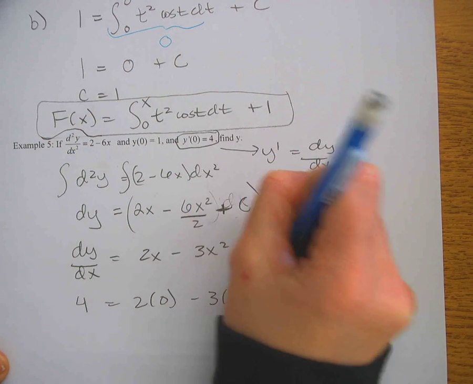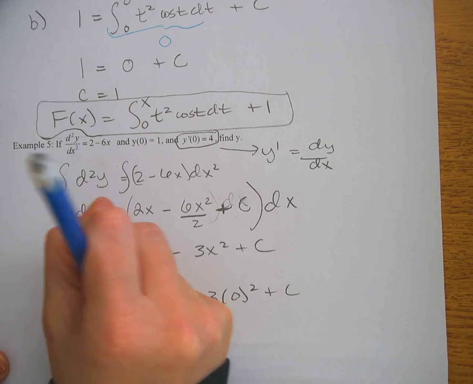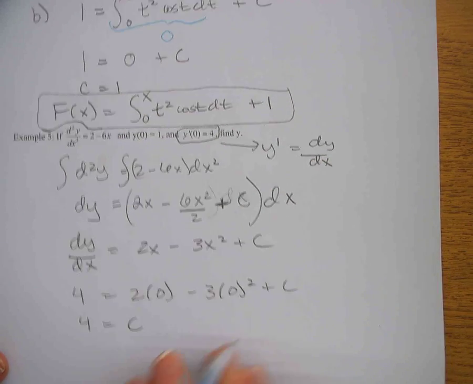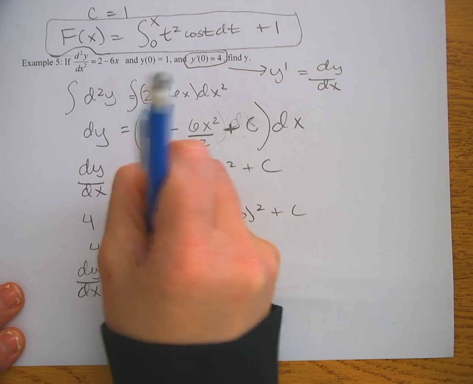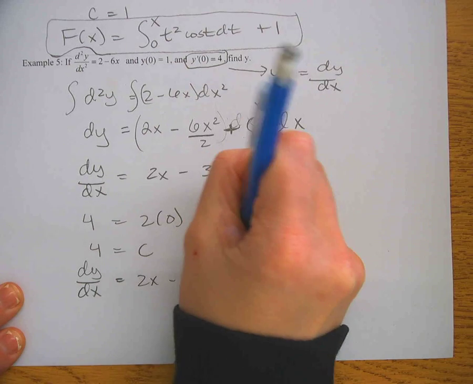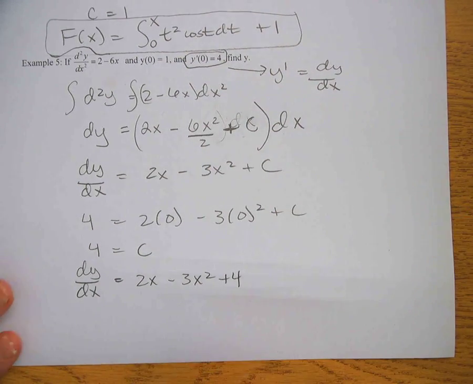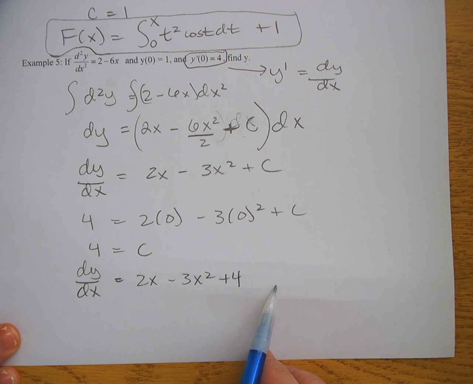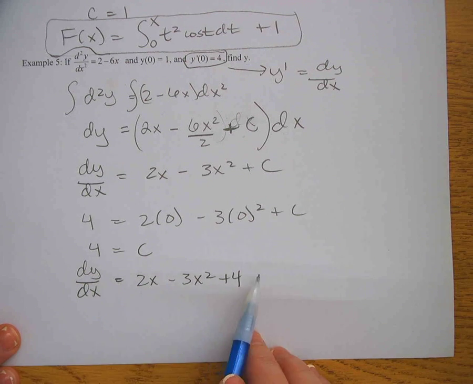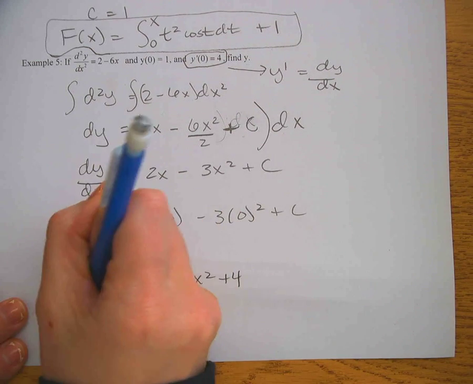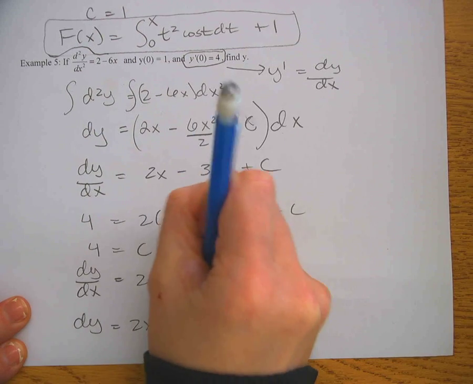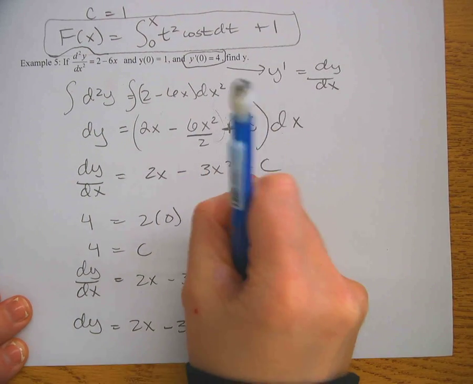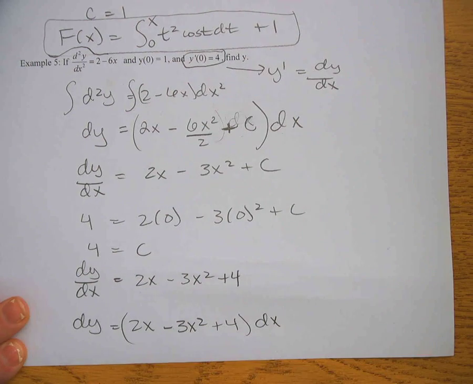So I'll plug 4 in for dy dx and 0 for x, and I get that c is 4. So now I know that dy dx is equal to 2x minus 3x squared plus 4. I'm going to move the dx over to the other side because I need to separate my variables again. So I get dy is equal to 2x minus 3x squared plus 4 dx.